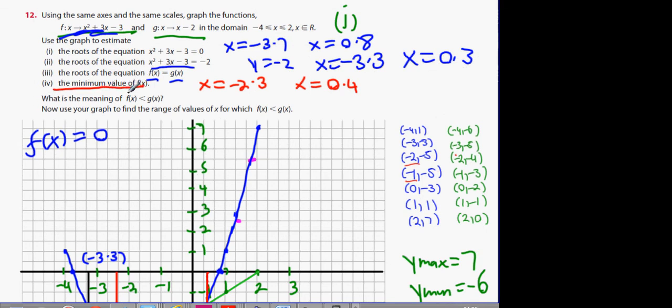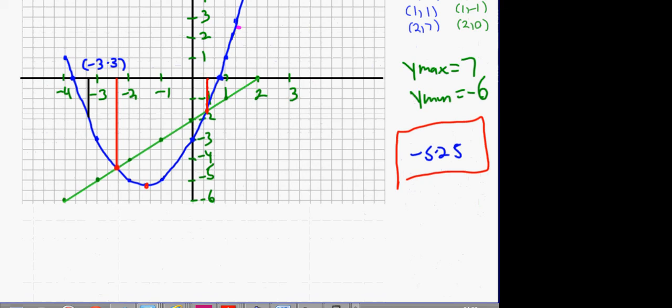What does it mean when f of x is smaller than g of x? Anybody? When is the y value of the curve smaller than the y value of the line? When is the blue curve beneath the green line? Let's find out. Let's start off at x equals 4. Which one's bigger, blue or green? Blue is above green. Blue is still above green.